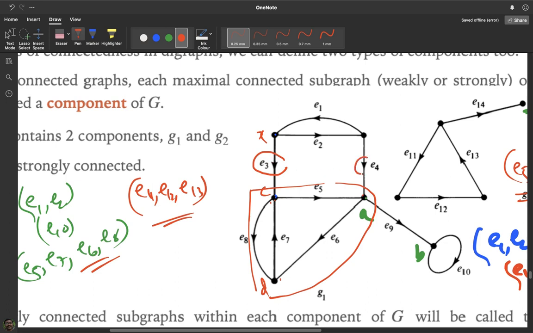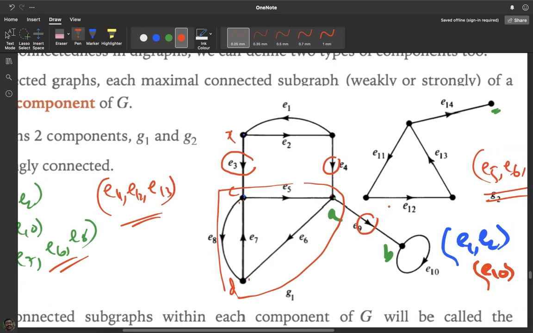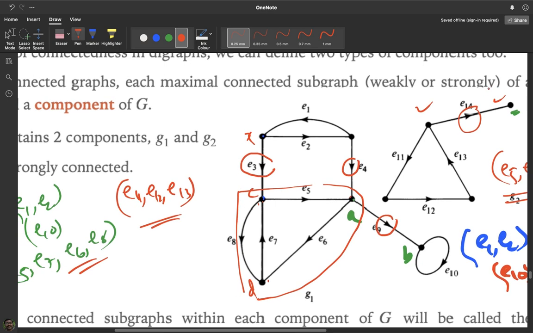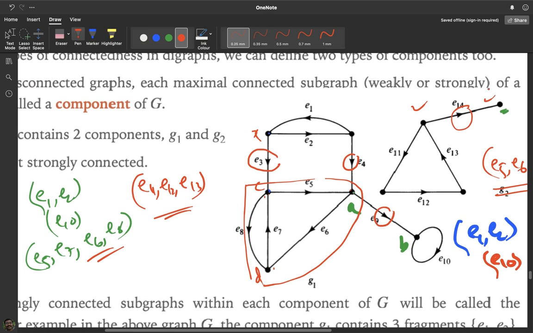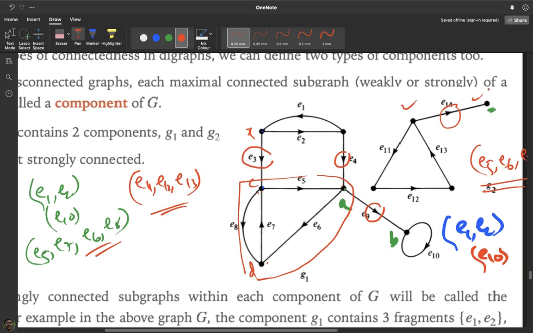Similarly, E4 also cannot lie in any fragment, E9 also cannot lie in any fragment, using the same logic. And using the same logic, E14 also cannot lie in any fragment because these two will not lie in the same fragment. So it doesn't mean that all the edges should be there in a fragment. We are just writing out the maximum possible strongly connected subgraphs here. Okay, so I hope it is clear what these fragments mean.